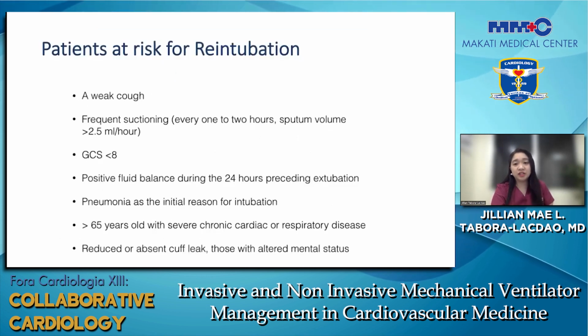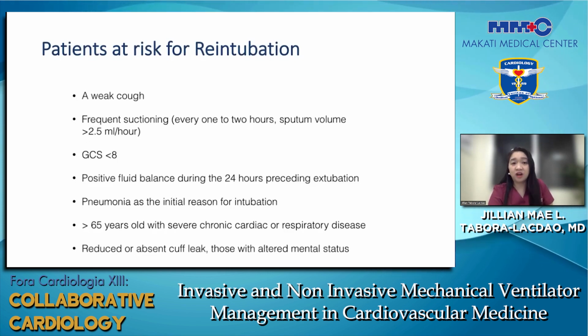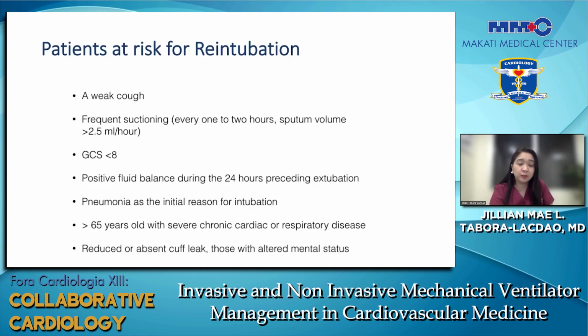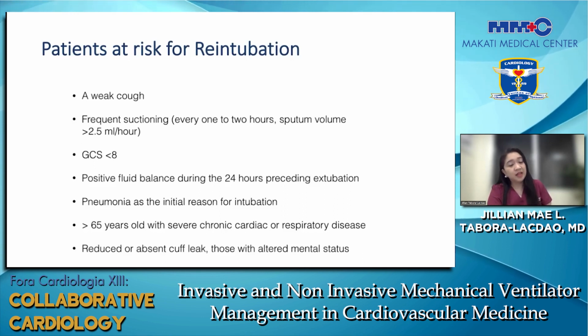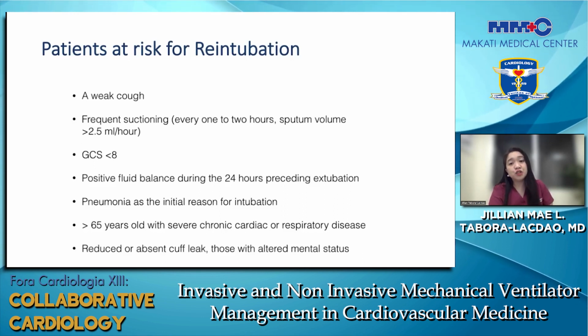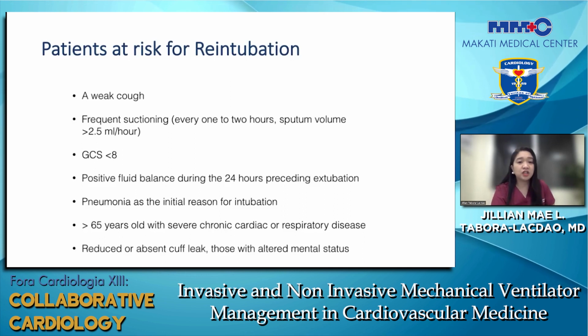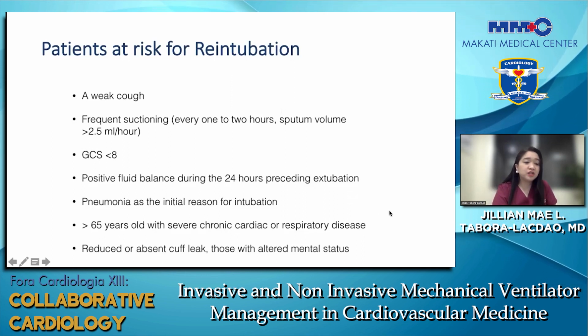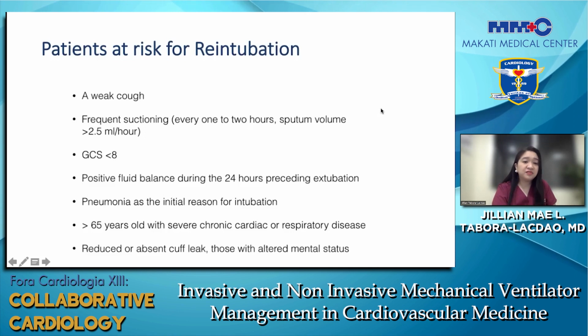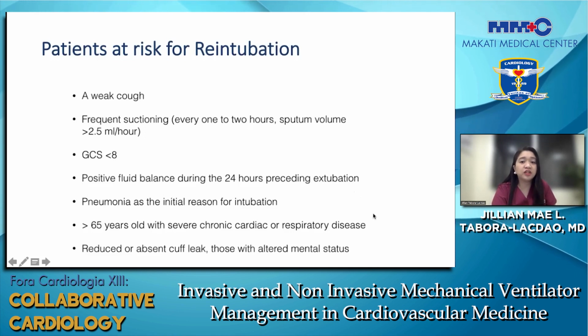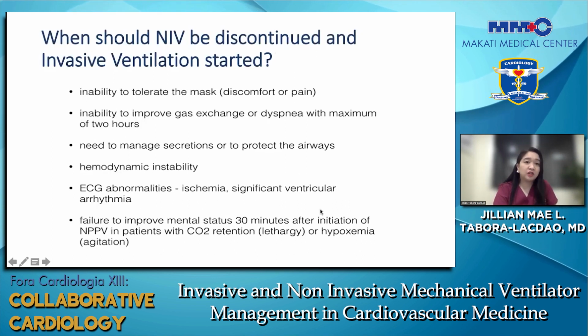So who are the patients at risk for re-intubation? So for these cases, those who have a weak cough, frequent suctioning every 1 to 2 hours, increased sputum volume of more than 2.5 ml per hour, a GCS of less than 8, positive fluid balance during the 24 hours preceding extubation, pneumonia as the initial reason for intubation, more than 65 years old with severe chronic cardiac or respiratory disease, and reduced or absent cuff leak, and those with altered mental status are at risk.